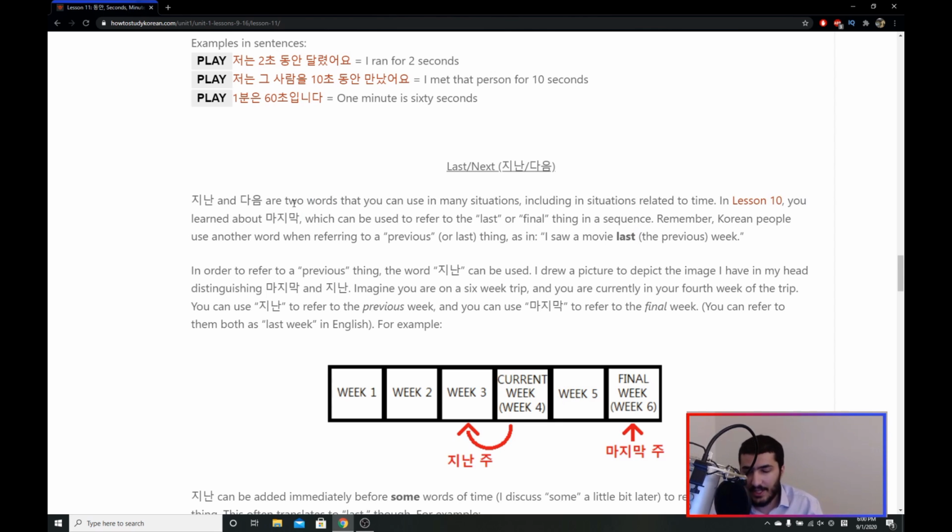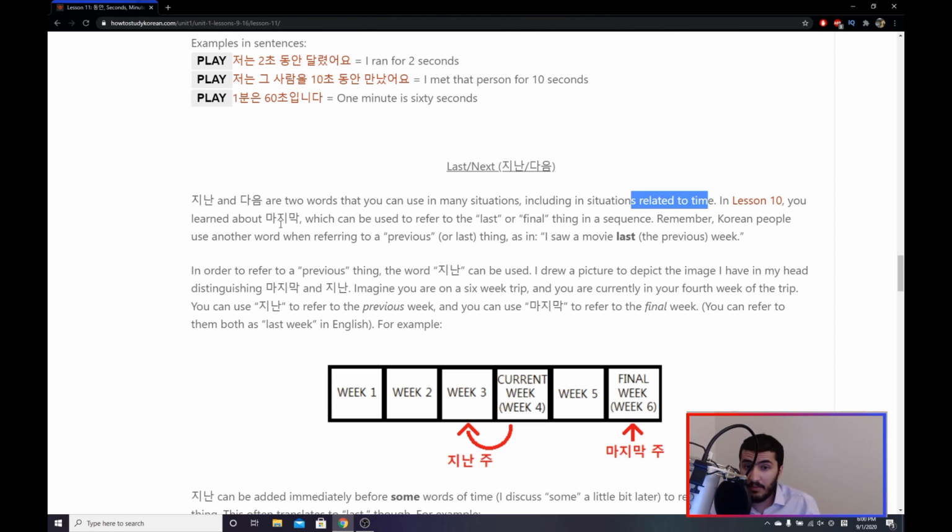All right. 지난 and 다음 are two words that you can use in many situations that I can't think of clearly, including in situations related to time. So we're going to talk about that. In lesson 10, we learned 마지막, which means the final. So it also means last. So you might think 지난 and 다음 are the same thing. 지난 is the previous. 마지막 is the final.